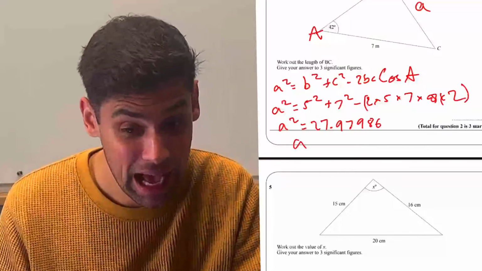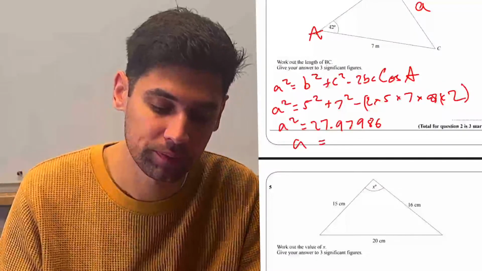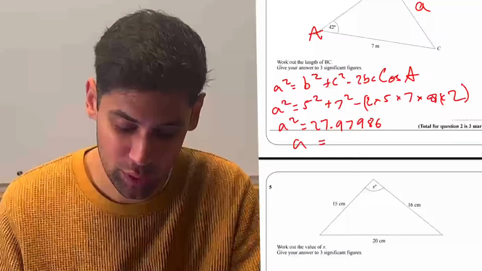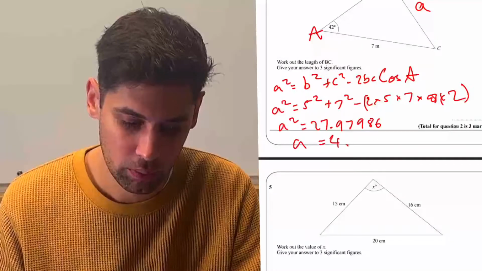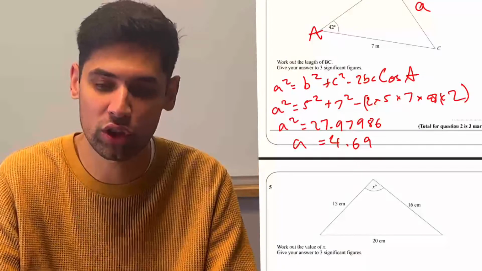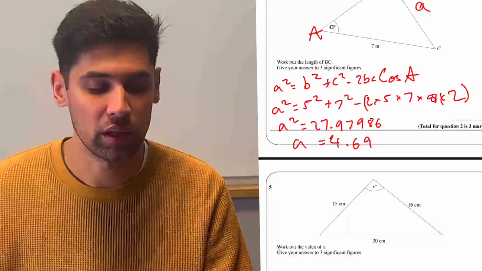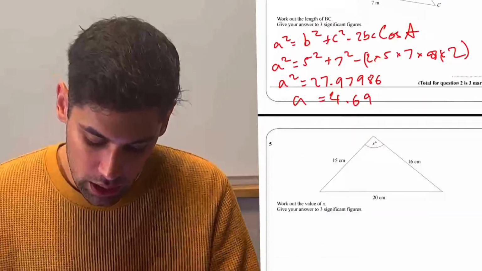A squared equals 27.97986. A, however, we always remember we've got to square root it. Square root answer. And how many decimals? 3 significant figures, 4.69. Remember, 3 significant figures means there's just going to be 3 numbers, non-zero numbers. Significant figures start from the first non-zero. Okay.